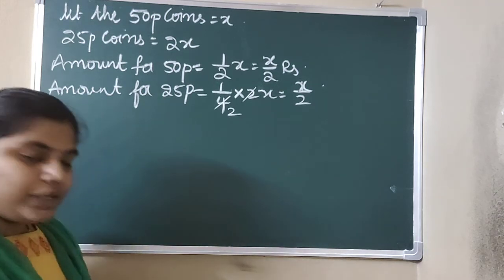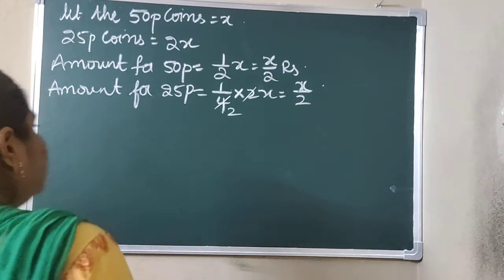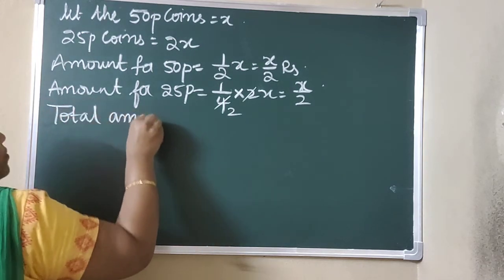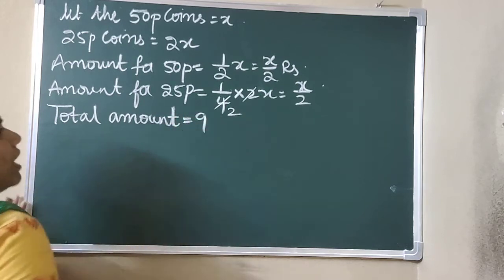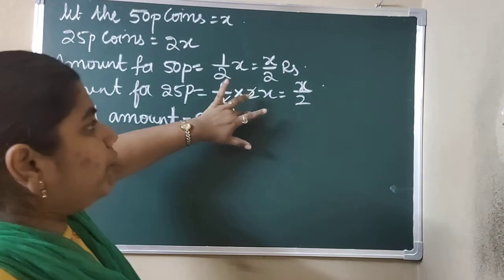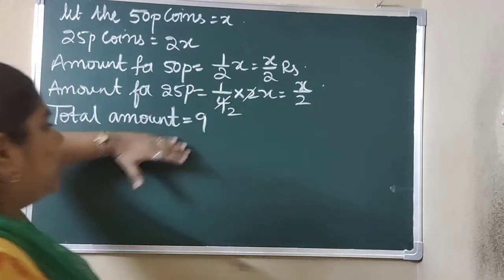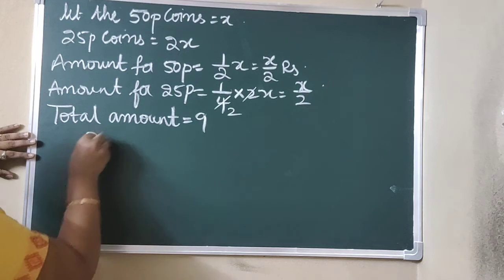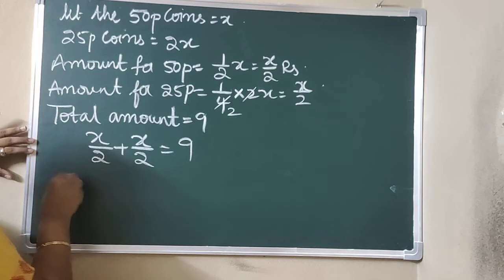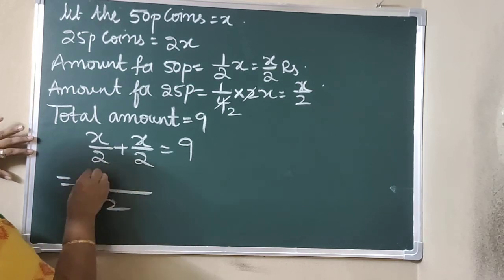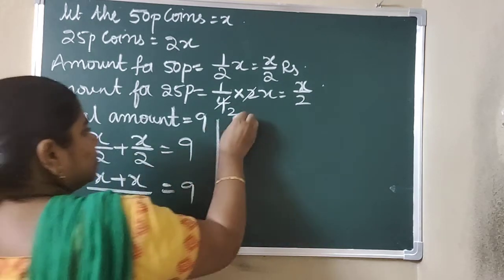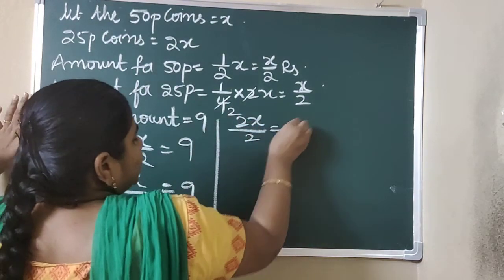So now what is the total amount? The total amount is 9 rupees. That means if you add the 50 paisa coin amount and the 25 paisa coin amount, that will be equal to 9. So that will be x by 2 plus x by 2 equal to a total of 9 rupees. Take the LCM here. LCM will be 2. So x plus x is equal to 9. x plus x is 2x by 2 is equal to 9.